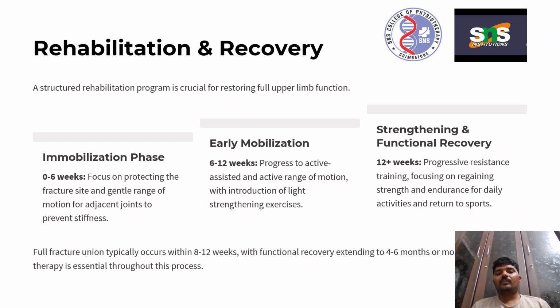Then strengthening exercise for functional recovery, 12 weeks plus, is progressive resistance exercise focusing on regaining strength and endurance for daily activities and return to sports. Full fracture union typically occurs within 8 to 12 weeks, with functional recovery extending into 4 to 6 months. Physiotherapy is essential throughout the process.